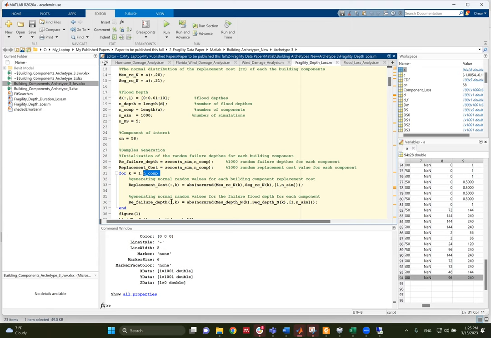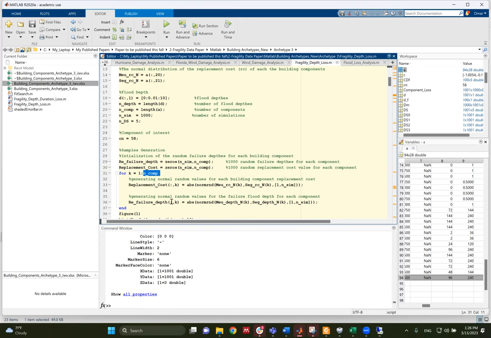So to start the Monte Carlo simulation, we use this norm rand. Norm rand means from a normal distribution, pick a random variable, okay? Pick a random variable, and how many? The number of random variables is based on the number of simulations that I decided. So I have 1000, so it will generate 1000 random variables based on the mean and standard deviation that I have.